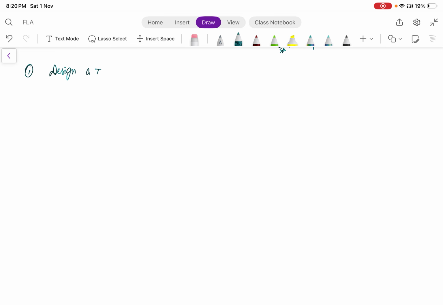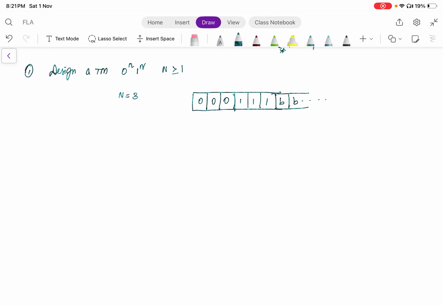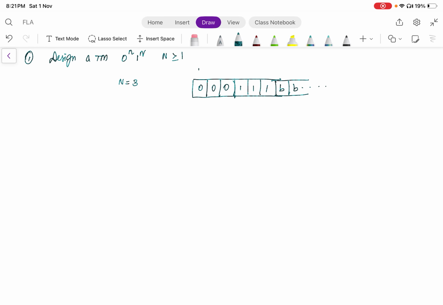Now let us see an example for Turing machine as acceptor. Design a TM for 0 power n and 1 power n, where n is greater than or equal to 1. First, as we all know, Turing machine has an input tape of this form. Say our n is equal to 3: 0, 0, 0, number of zeros equal to number of ones. So 3 zeros and 3 ones. Then after this, it's all blank spaces. So your input head is here.